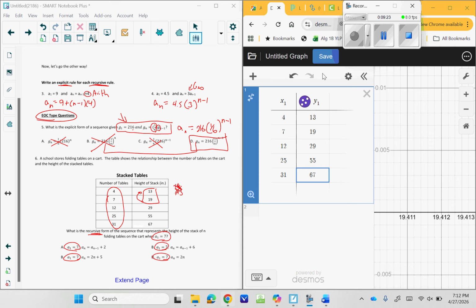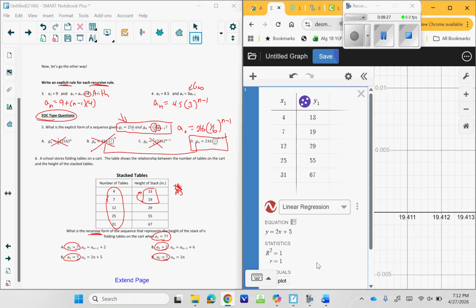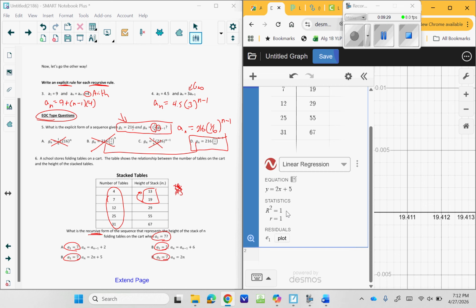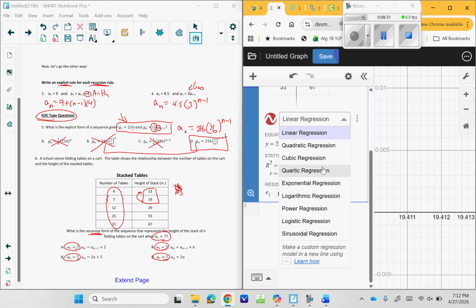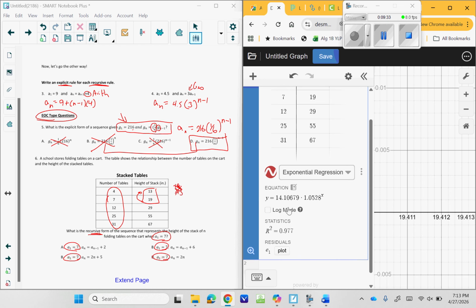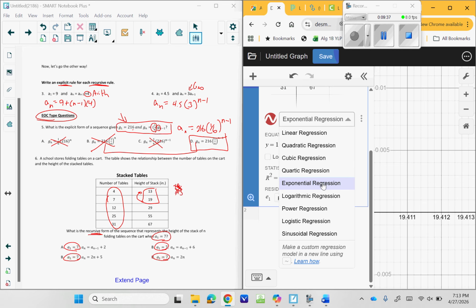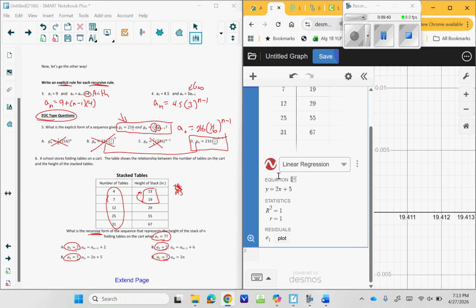Okay, so honestly, at this point, I have no idea if this is arithmetic or geometric. So let's just check it out. Oh, look, that's a 1. Let's just play around, explore, see if it is exponential. Yeah, so look at that. That is definitely not exponential, so it's going to be linear. And so notice that I'm adding 2 every time.